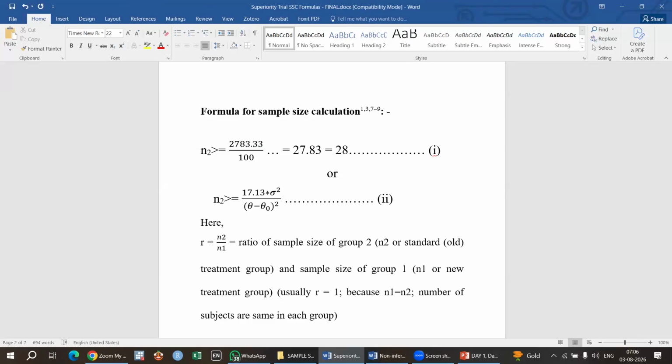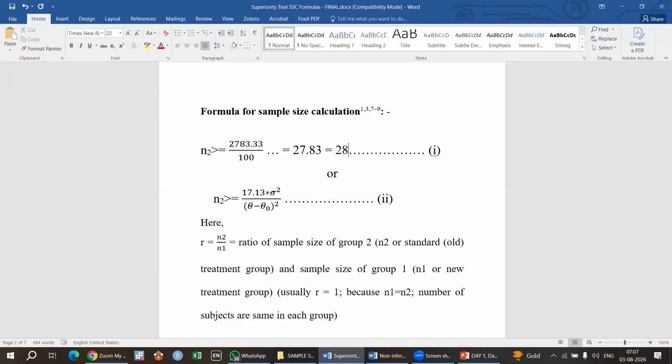You can do a final adjustment of 10%, 20%, or 5% for loss to follow-up and dropout, as I have already explained previously. This is for a 95% confidence interval and 80% power. If you want to do it with 90%, you can do that. There is no problem.